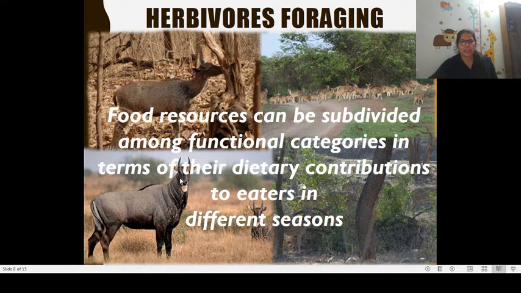But let's see how these species respond to the seasonal changes in an adaptive way, and these consumers depend on the heterogeneity of plant species to cope with the situation.